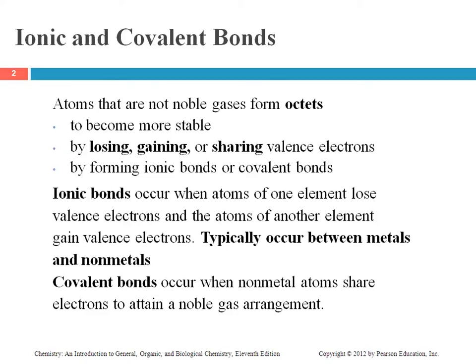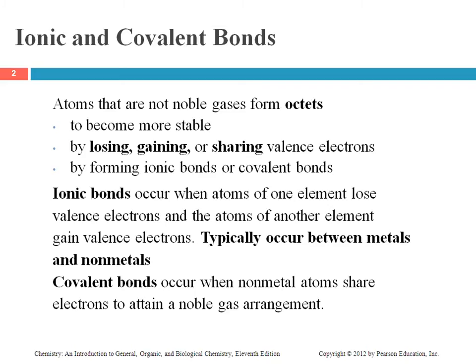Okay, atoms that are not noble gases want to form octets. And we're going to talk about this in just a second, what an octet is and what the octet rule is. And they want to form octets to be more stable. So they do this by losing, gaining, or sharing their valence electrons.